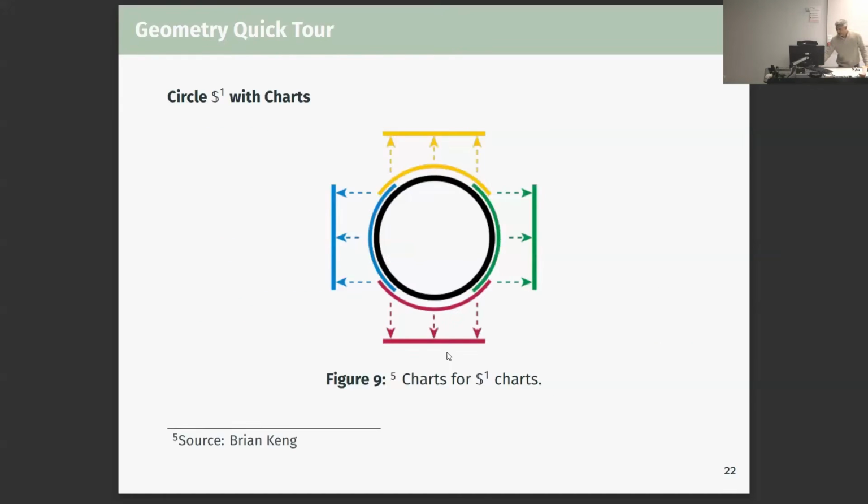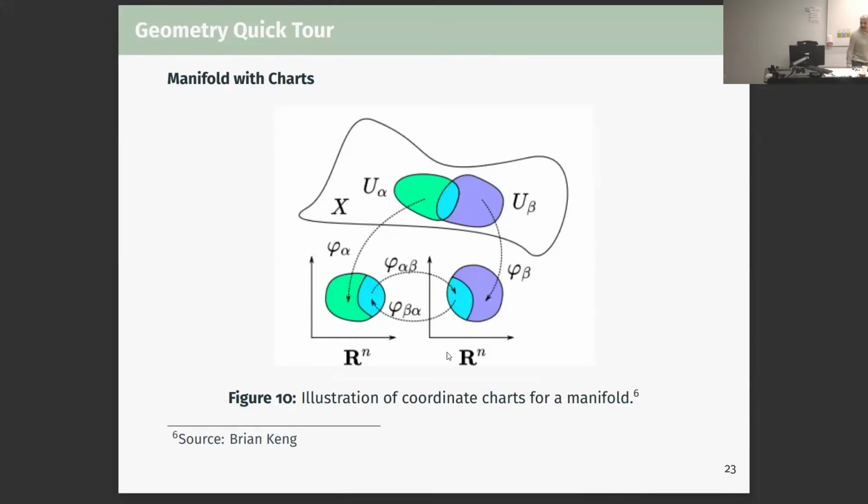Okay. So this whole chart concept, you can use this for circles or any manifoldable thing. The idea here that I want to convey is that there has to be some agreement where there's overlap. And the next slide kind of makes that a bit clear.